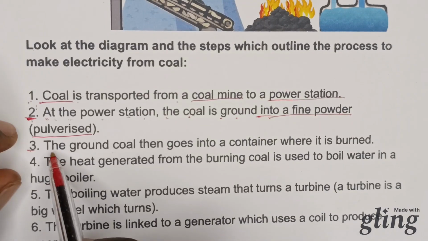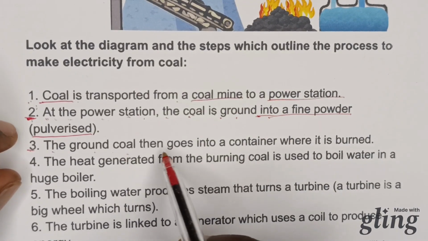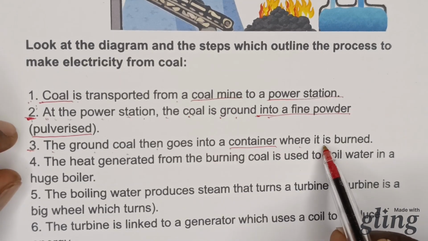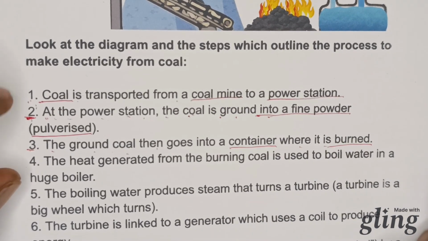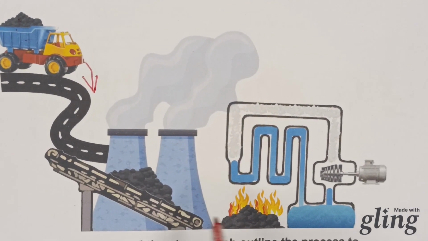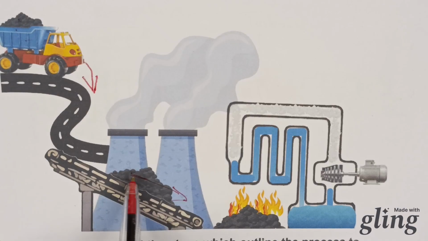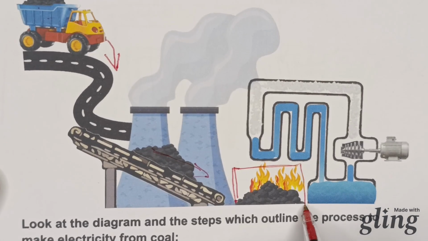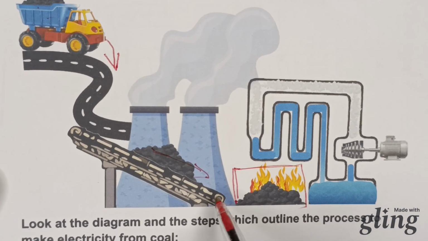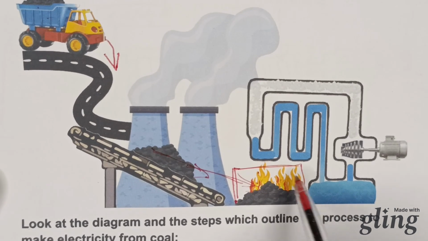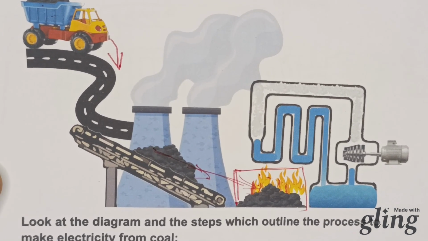Number 3 says the ground coal then goes into a container where it is burned. We look at this, this is our coal. They are now putting it into this, which is what they call the container. So they put this coal here and you can see now it is burning.